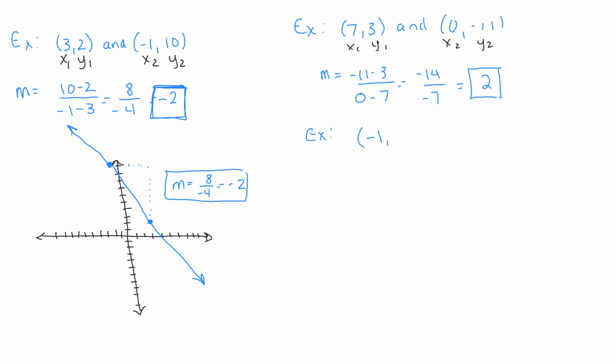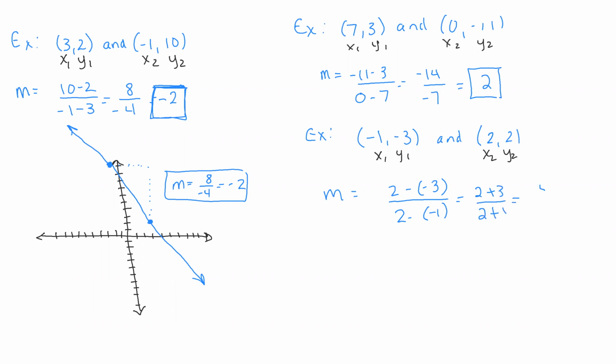Now we have negative 1, negative 3, and 2, 2. So again, let's label. I get x1, y1, x2, y2. We want the difference in our y's, so y2 minus y1 divided by x2 minus x1. Watch that subtraction of a negative. The biggest mistake that happens with slope is sign errors. So 2 minus negative 3 is just 2 plus 3. 2 minus negative 1 is 2 plus 1. So we get 5/3. All right. Let's look at another example.